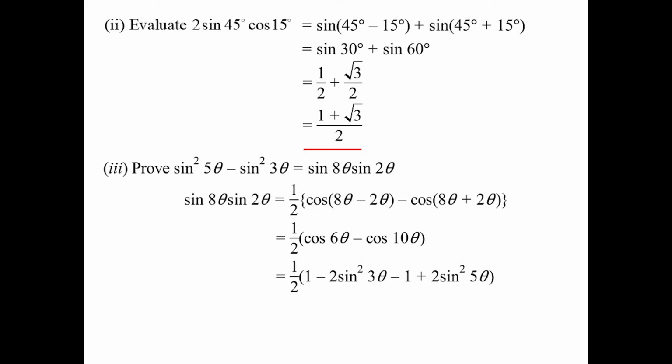So we get minus 1 plus 2 sine squared 5 theta. Tidy that up, we get a half of 2 sine squared 5 theta minus 2 sine squared 3 theta. The halves cancel with the 2, and eventually we get to sine squared 5 theta minus sine squared 3 theta. So quite a bit of work to do with that particular one.